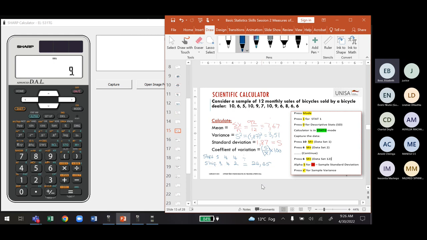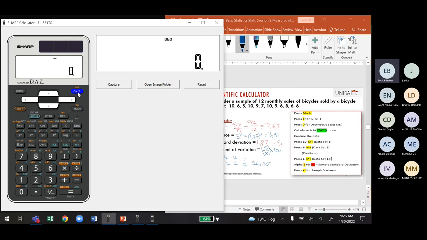Okay, so those who are using the Sharp calculator, yours is easy because all the values are visible here. That's the mean, that's the standard deviation for the sample, that's the population standard deviation. Those are your summations, your sum x. Every value that is written in orange, we use the alpha to reach for those values. Any value that is written in yellow or orange, we use the second function. Green, we use the alpha button.